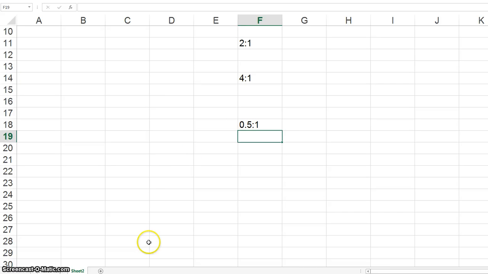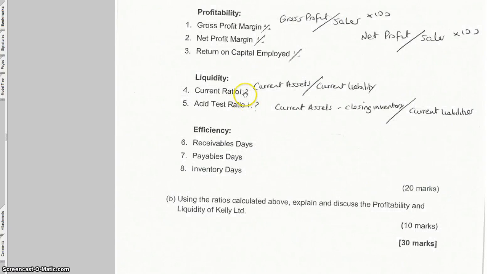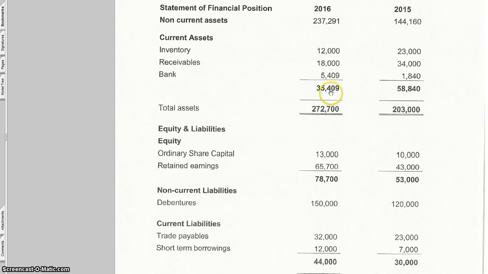So I think I had shown it wrong in that sheet, so ignore that bit. It's always the question mark is to 1. So current assets over current liabilities. In 2016, current assets are 35,409 and current liabilities are 44,000. So just 35 over 44.